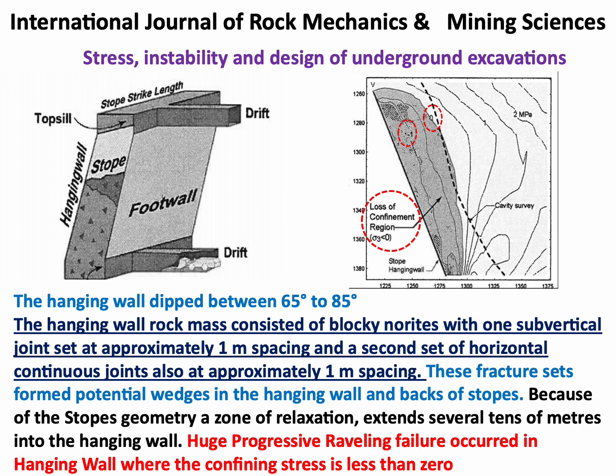The grey shaded portion seen here in the plot of stress contours shows the zone of relaxation formed in the hanging wall. A huge progressive raveling failure occurred in the hanging wall where the confining stresses had become less than zero, that is, tensile.